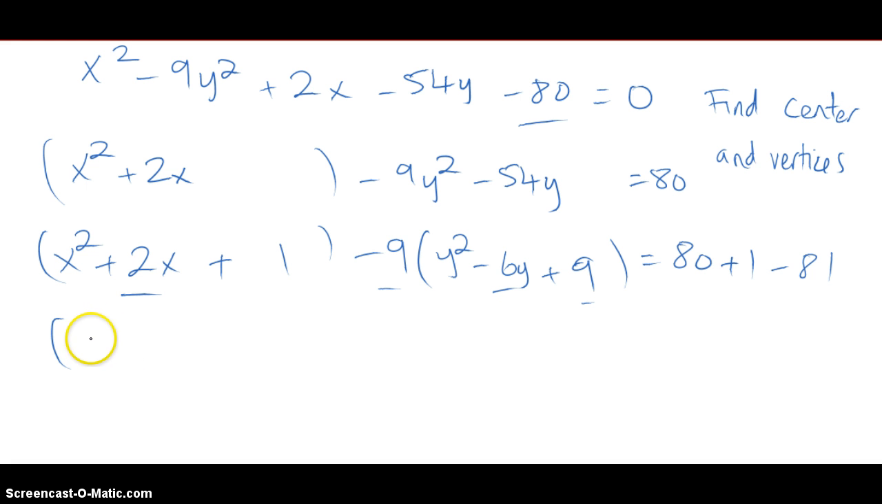So completing the square, this now becomes x plus 1 squared minus 9 times y minus 3 squared equals 80 plus 1 minus 81. I think that's 0.